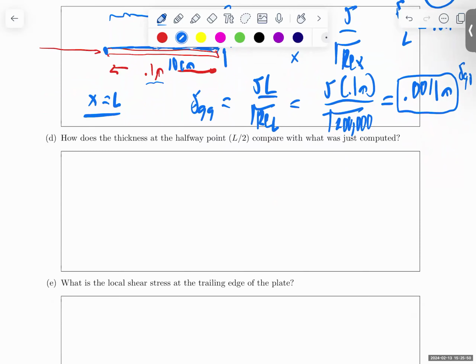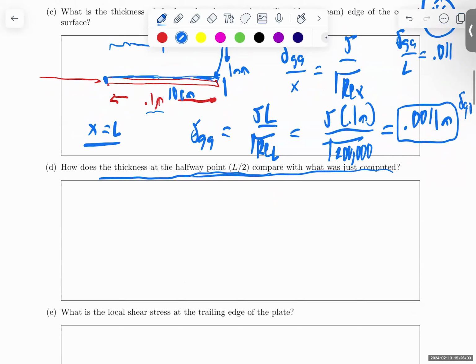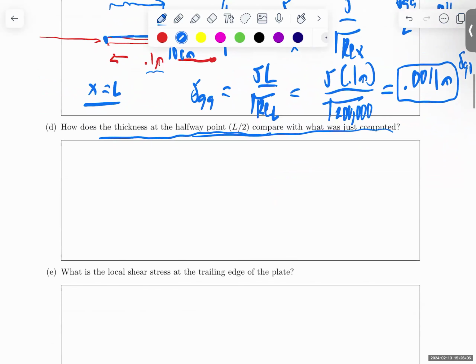What about the thickness at the halfway point here? You might be tempted to say, well, if it's a millimeter at the end, maybe it's just half that. Why don't we just say half that? But it grows as the square root of x. It doesn't grow as x. It doesn't grow linearly. So it's not so simple.